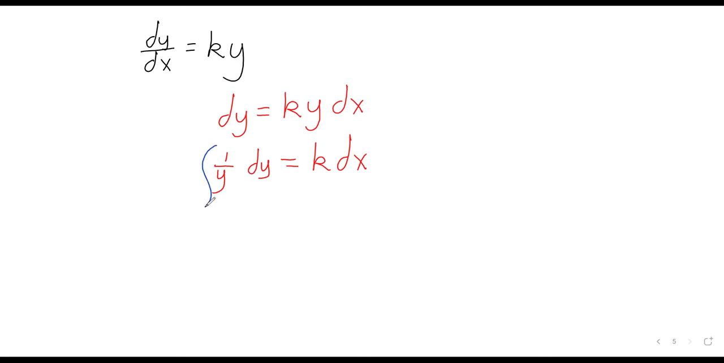And at this point, we integrate. And we're going to get something similar to what happened in our previous example. The integral of 1 over y is the natural logarithm. The integral of k is kx. We technically get two constants of integration, but we can combine our constants of integration together. This time, let's keep with the classics and call our constant of integration C.